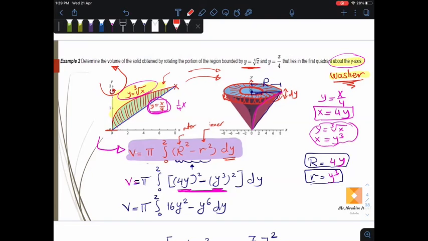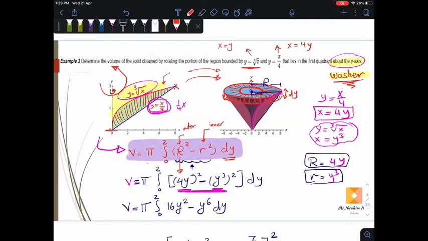Pi times the integral of 4y all squared minus y cubed all squared dy. Everything should be in terms of y because the revolution is about the y-axis. Here the big R is 4y, and the small r is what? Y cubed. Okay, we can square the 4y. It will be 16y squared minus y to the power of 6.